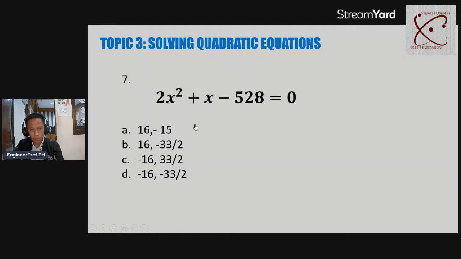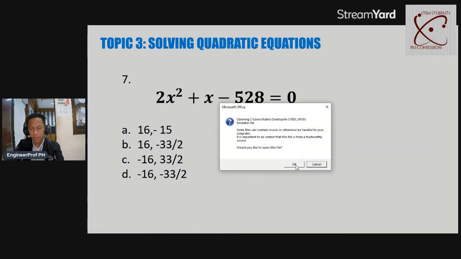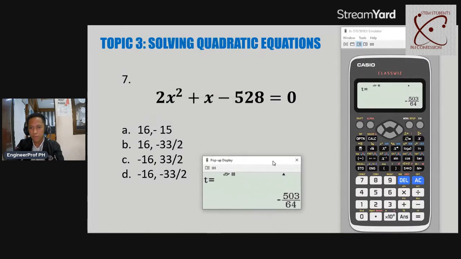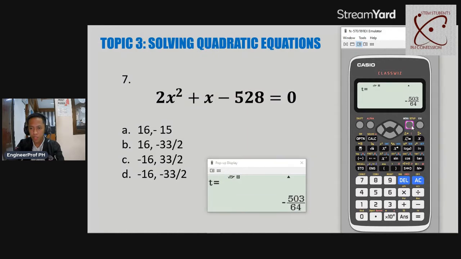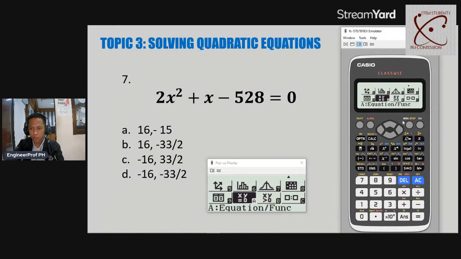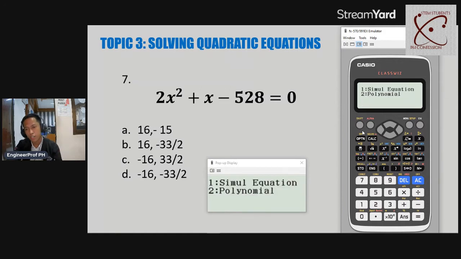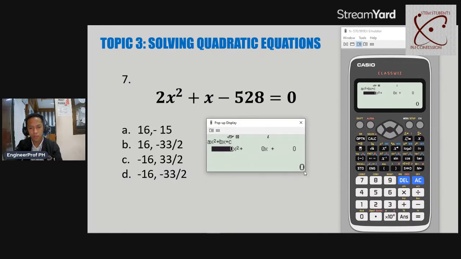So basically, we have two answers here. Kasi nga, this is a second degree equation. Okay, so open natin si calculator, Casio. Then, proceed ulit tayo sa menu and equation. Okay, menu, equation. So, you can just press A. Try natin sa A. Ayan, yung kanyang shortcut. Menu, press A, equation agad yan. So, this is a polynomial. Okay? Ano yung degree niya? So, quadratic. So, 2. Ayan, ito na yung form niya.